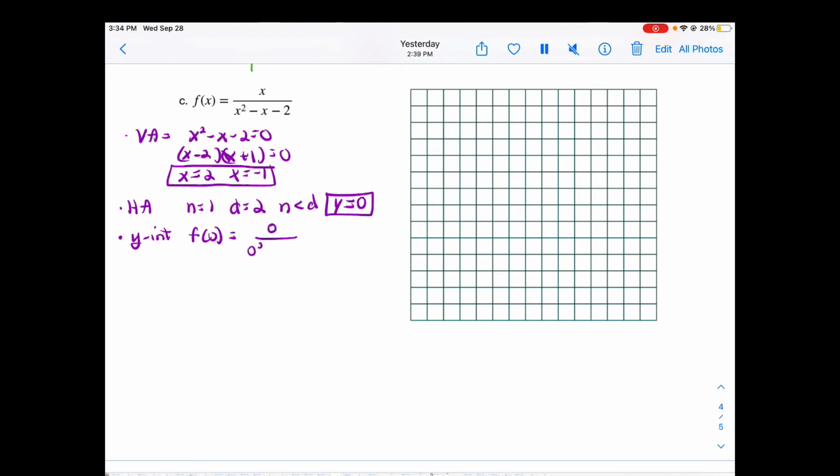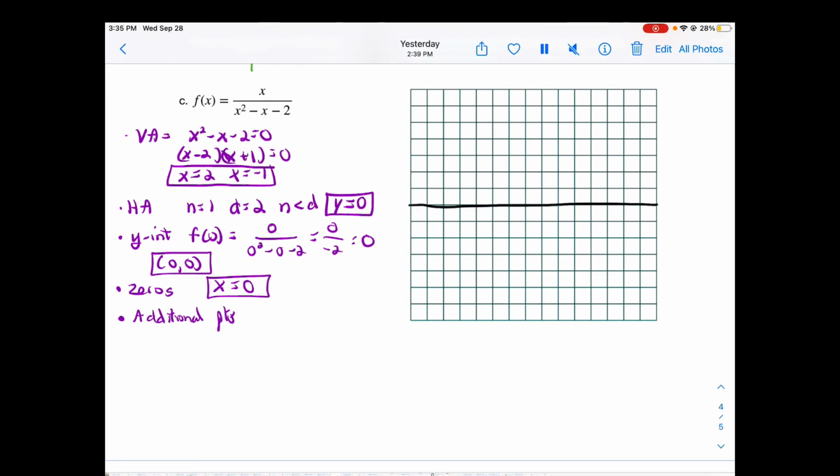Find your y-intercept. So I find my y-intercept by replacing every x with 0 and simplifying it down. 0 over -2 is 0. So my y-intercept is at the point 0, 0. Now find your zeros. You find your zeros by taking your numerator and setting it equal to 0. In this case, x equals 0. All right, so let's plot the information that we have so I can figure out what kind of additional points I need to find.